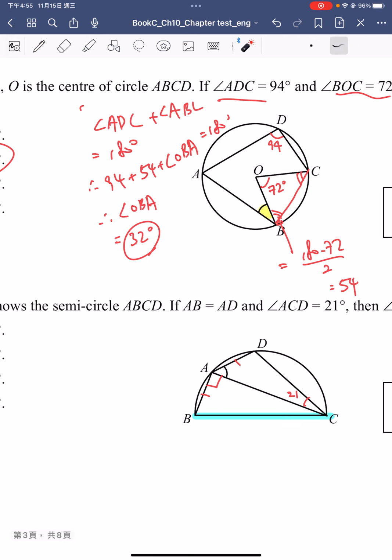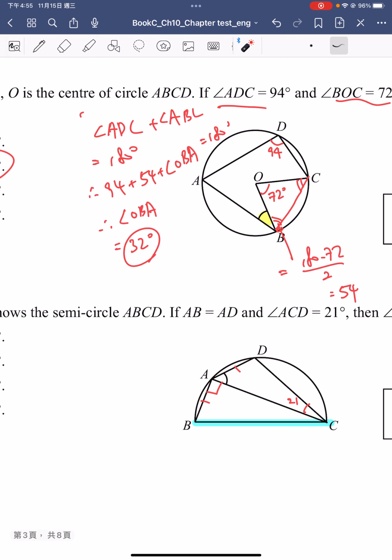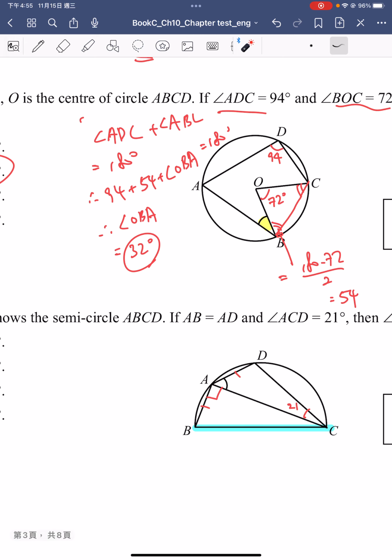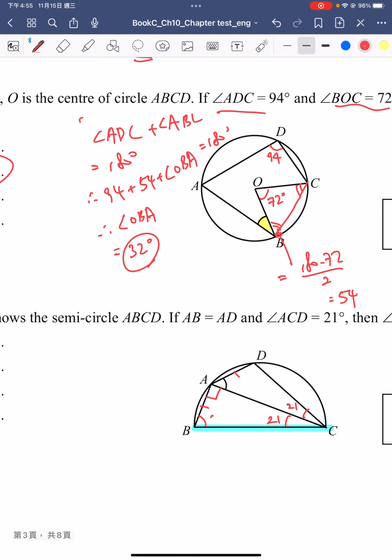The only thing we have is this equal chord, isn't it? So equal chord, then we have the equal angle as well. Then we can write it down, this is equal to 21 degrees as well. And then by using the angle sum of a triangle, we can find out this is equal to 59 degrees. But it seems like it doesn't help for this angle, isn't it?